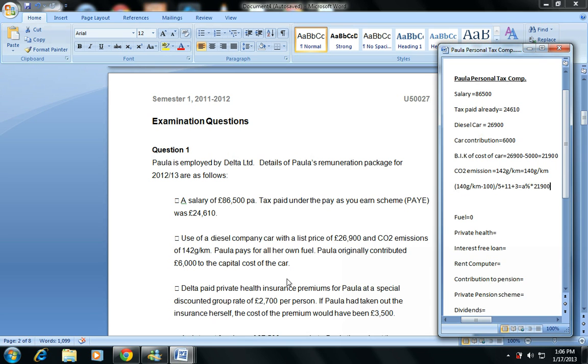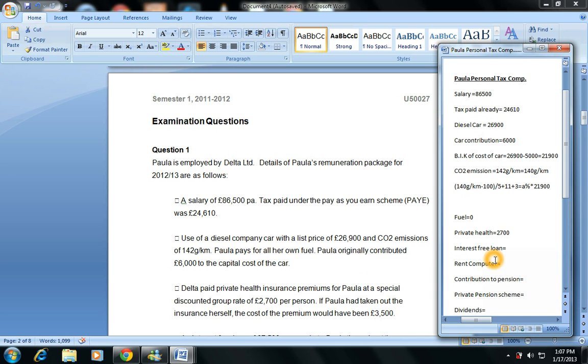Let's jump on to the next stage. It says Delta paid a health insurance premium for Paula at a special discounted group rate of 2,700 per person. If Paula had taken out the insurance herself, the cost of the premium would have been 30,500. So we put 2,700 there, because the other we ignore, as it's a conditional sentence. She didn't actually do it, so that 30,500 will be left out.